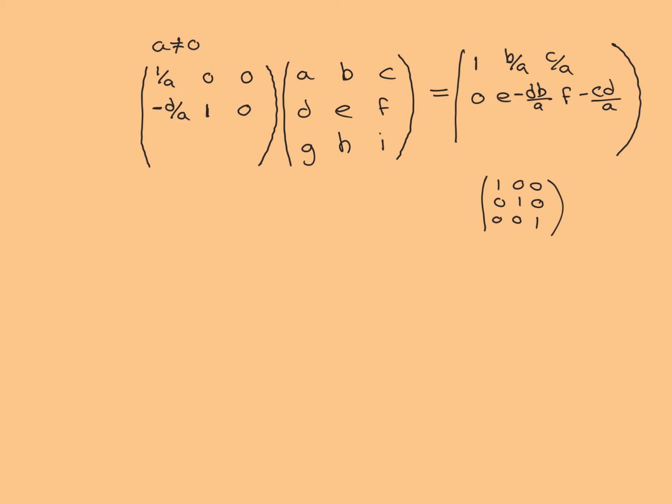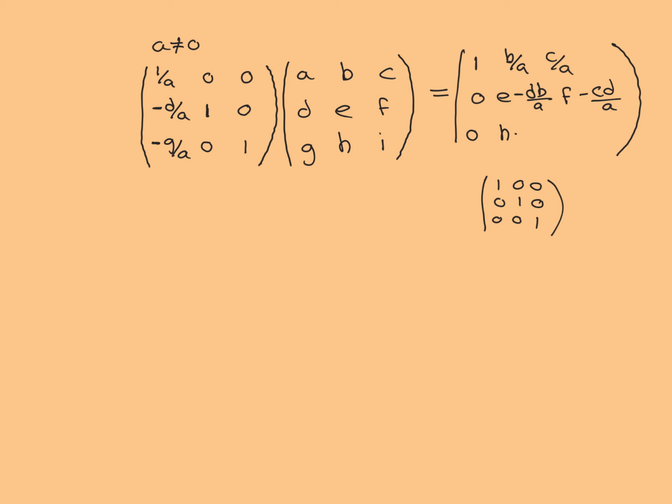So we'll take 1 lot of the third row. We won't fiddle around with the second row, so we'll take 0 lots of the second row. And then we're going to take away the correct amount of the first row to produce 0 there. So we'll want minus G over A here. So that will give us a 0 there.